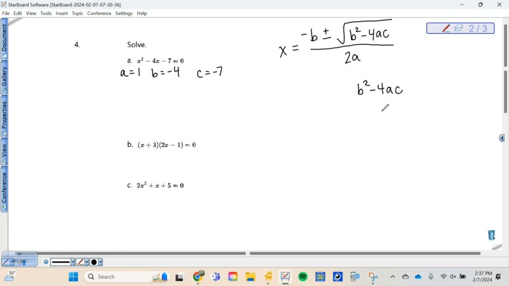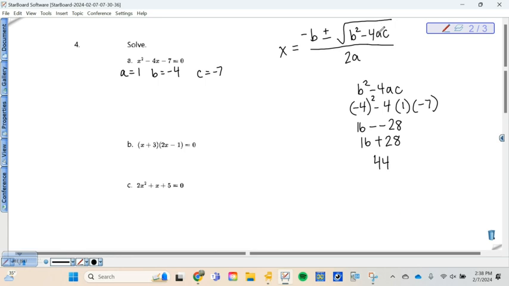So what's b? -4. I'm going to do -4 squared minus 4 times 1 times -7. What's -4 squared? Good, 16. So minus 4 times 1 is 4. What's 4 times -7? Yeah, -28. So I have minus -28. What happens when I subtract a negative? Positive. So 16 plus 28, good, 44.